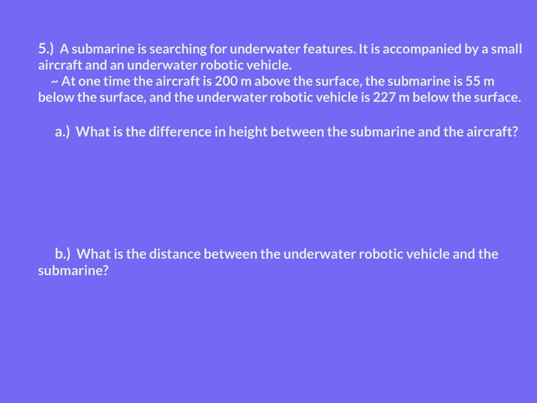Next one. A submarine is searching for underwater features. It is accompanied by a small aircraft and an underwater robotic vehicle. That sounds exciting. At one time, the aircraft is 200 meters above the surface, and the submarine is 55 meters below the surface. The underwater robotic vehicle is 227 meters below the surface. So my robotic vehicle is 227 below the surface. The submarine is 55 meters below. That's important. And the aircraft is 200 meters above.